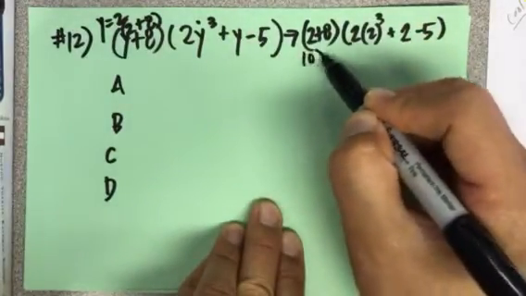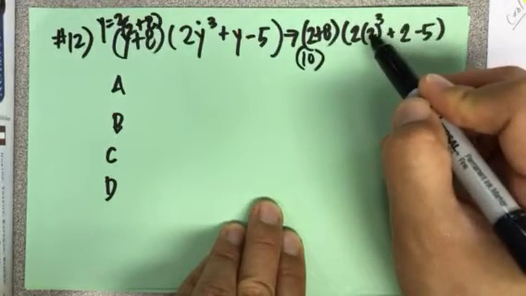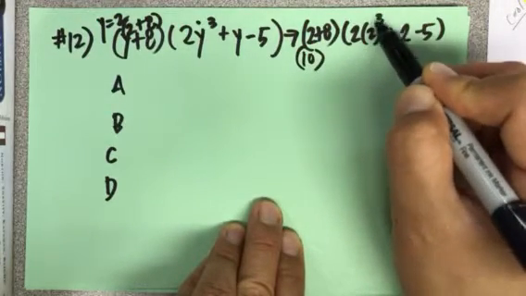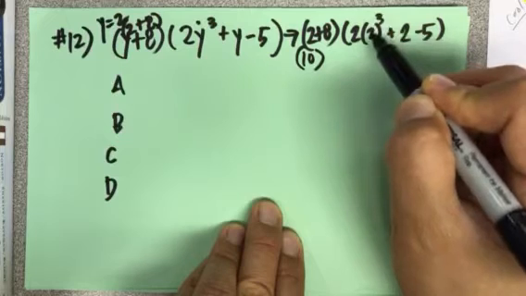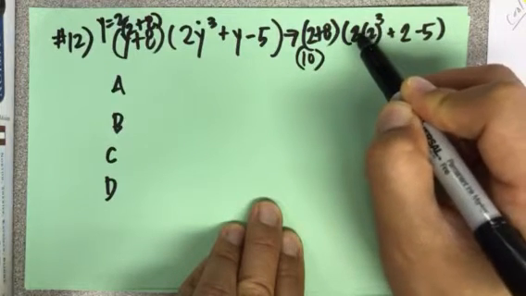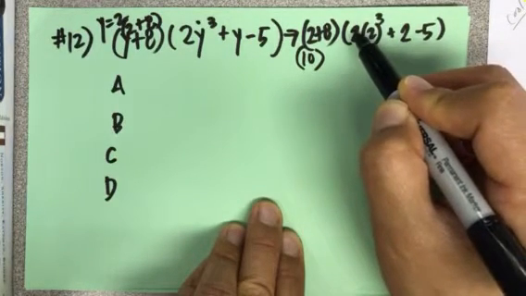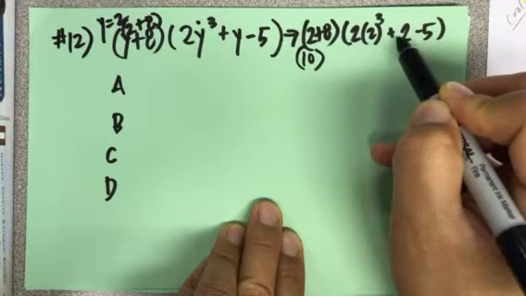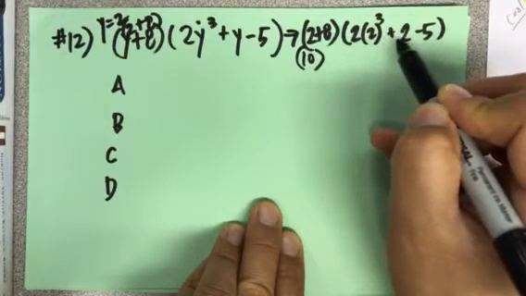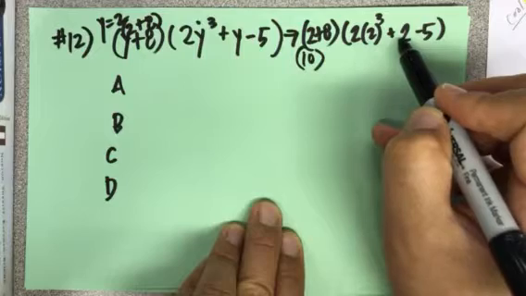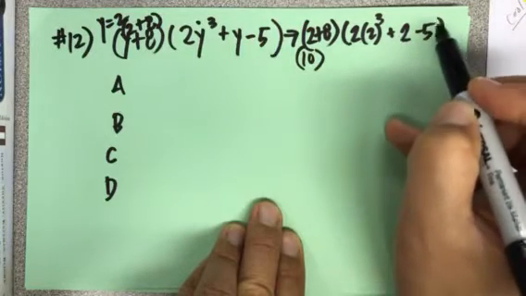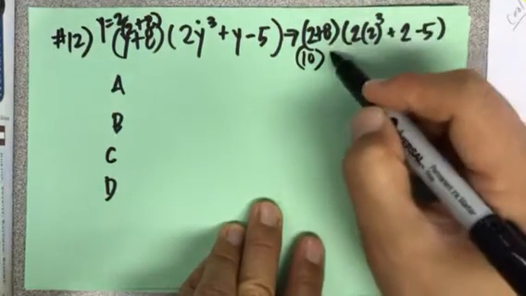This is going to turn out to be times 10. And then this right here is going to be 2 to the third power. So 2 times 2 is 4. 4 times 2 is 8. 8 times 2 is 16. 16 times 2 is 16 plus 2 is 18. 18 minus 5 is 13.